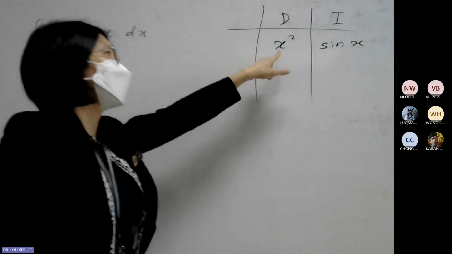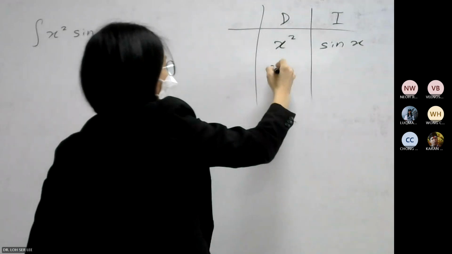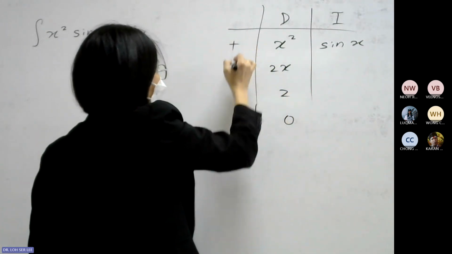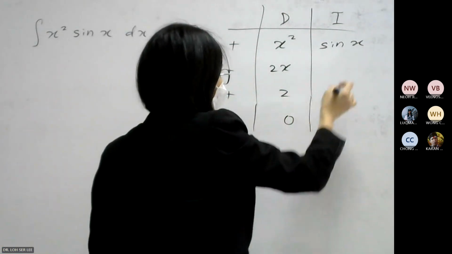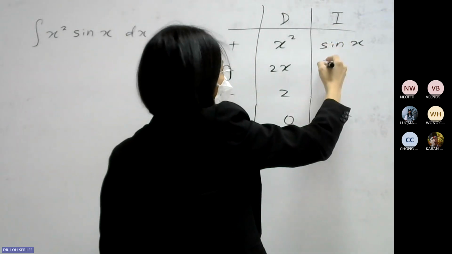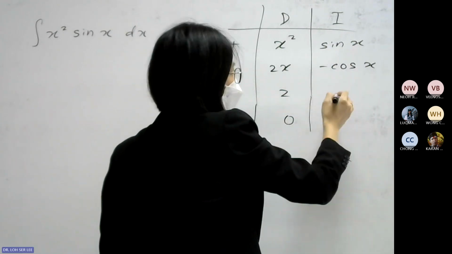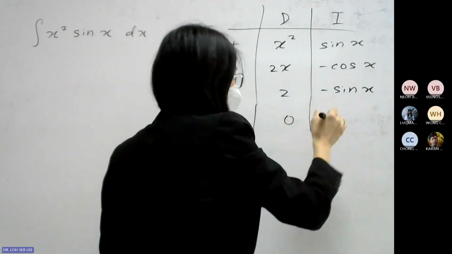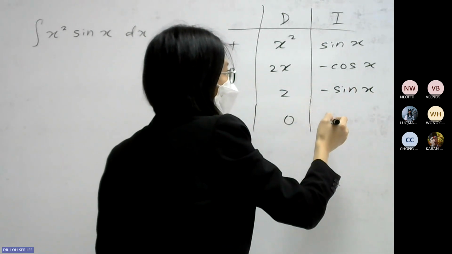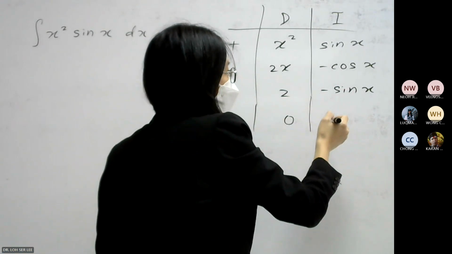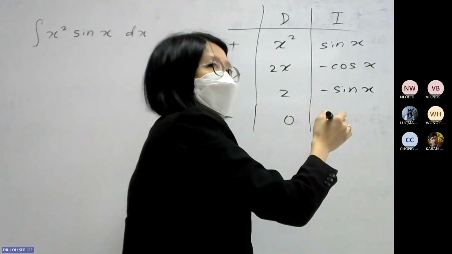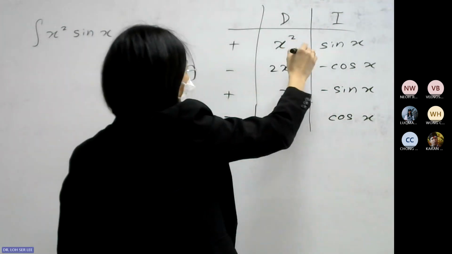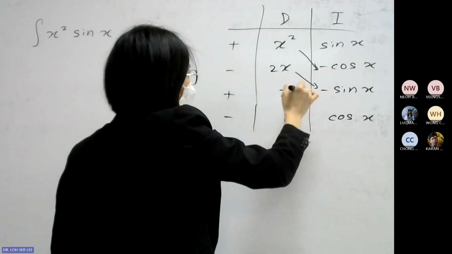So we will differentiate this one with respect to x, you get 2x. Once again, 2. Once again, 0. So plus, minus, plus, minus. So for this side, integrate, we get negative cos. Integrate once again, negative sine. Integrate once again, positive cos x.